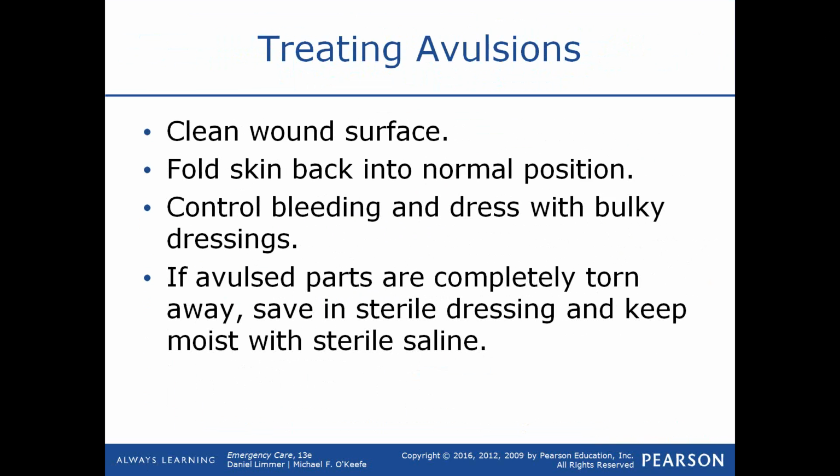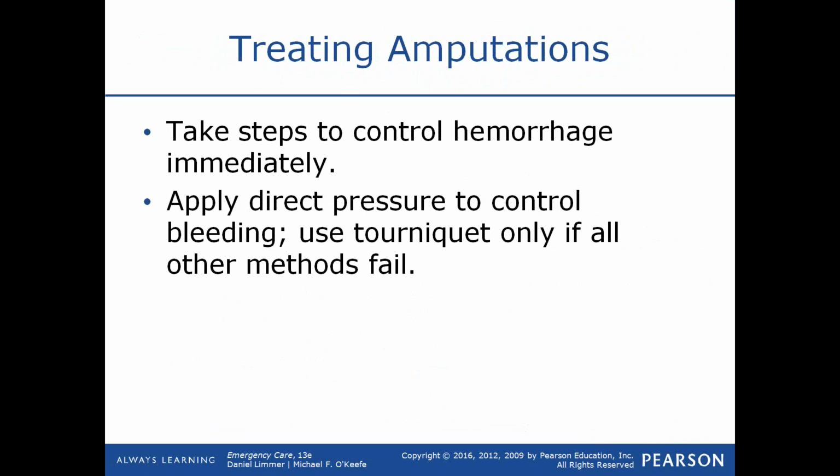If you've got an avulsion, which is a flap of skin, you want to clean the wound surface, fold the skin back into its normal position, control bleeding with direct fingertip pressure, and then a bulky dressing. If the avulsed part is completely torn off, if you can find it, save it in a sterile dressing and keep it moist with sterile saline and cool with a cold pack if that's all you have. And that will salvage that tissue that may be able to be sewn back on.